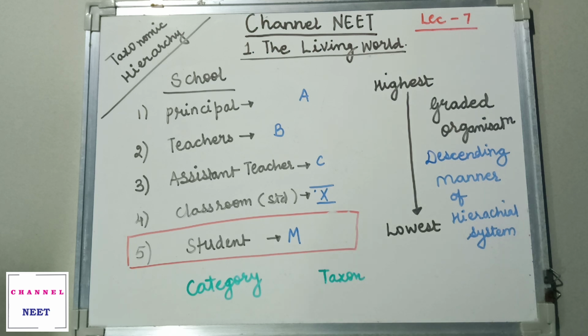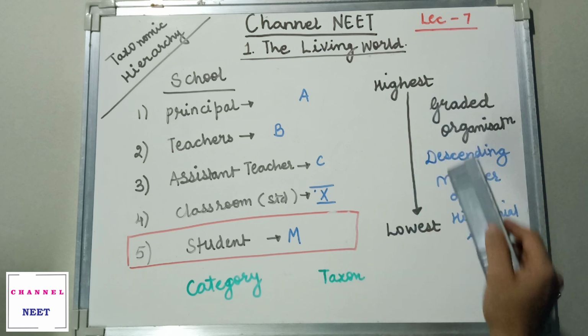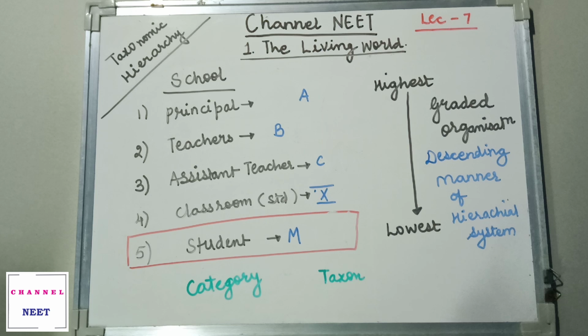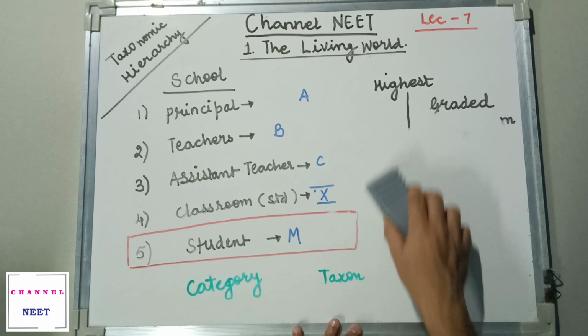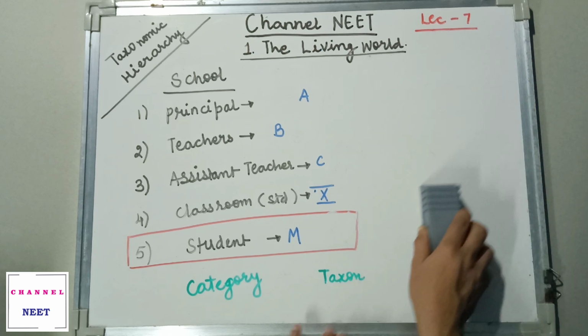Fine. Now we should know a few more things about the taxonomy and categories, so we'll be discussing that. As we discussed, a graded organization and descending manner of hierarchical system is seen in the taxonomy. Now a few more points to cover in the taxonomic hierarchy.